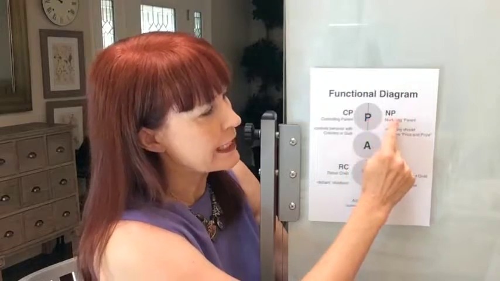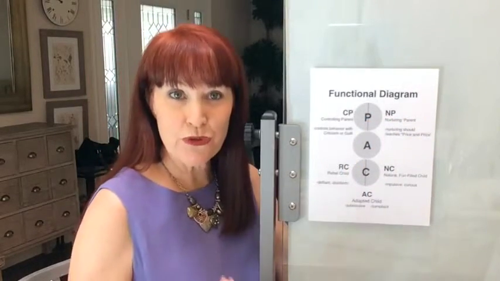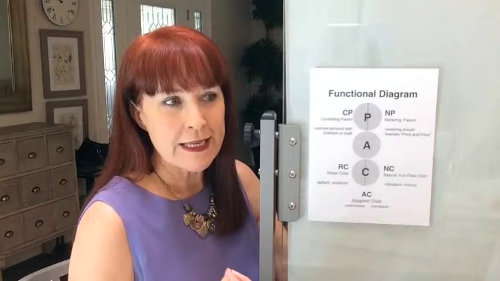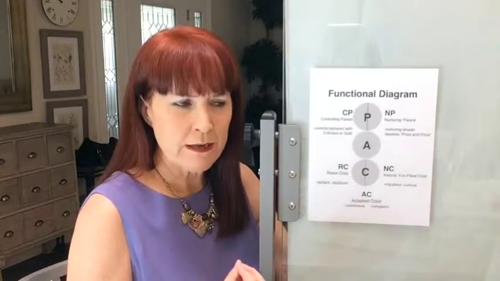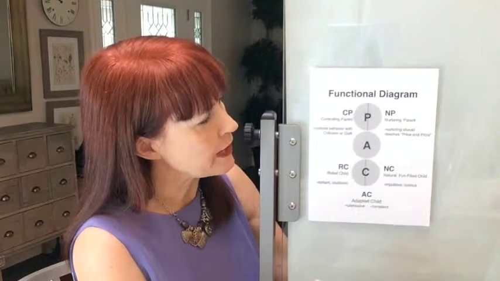The parent that is the NP, or nurturing parent, is the parent that uses should, but it's a positive, nurturing should. This is a parent that says to a child, you really should do this because you'll be a better person if you do it. So you should do it because I want you to be better. I love you. And so that nurturing parent cares about the outcome of the child.